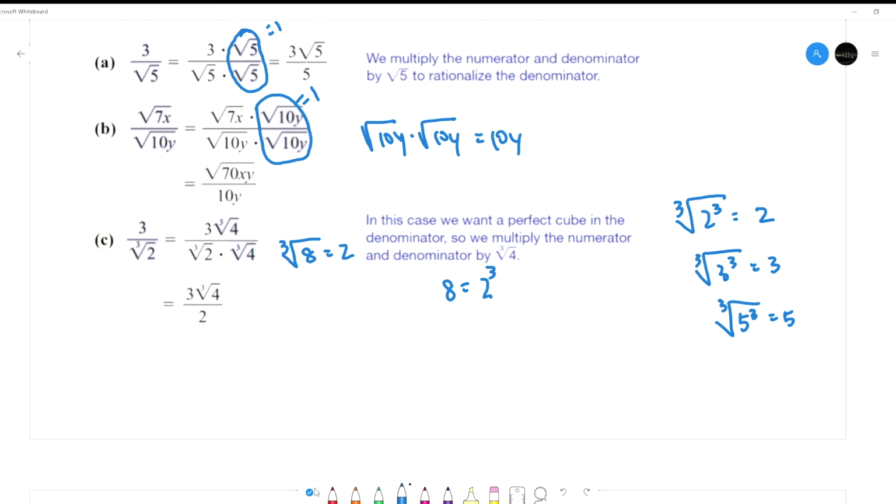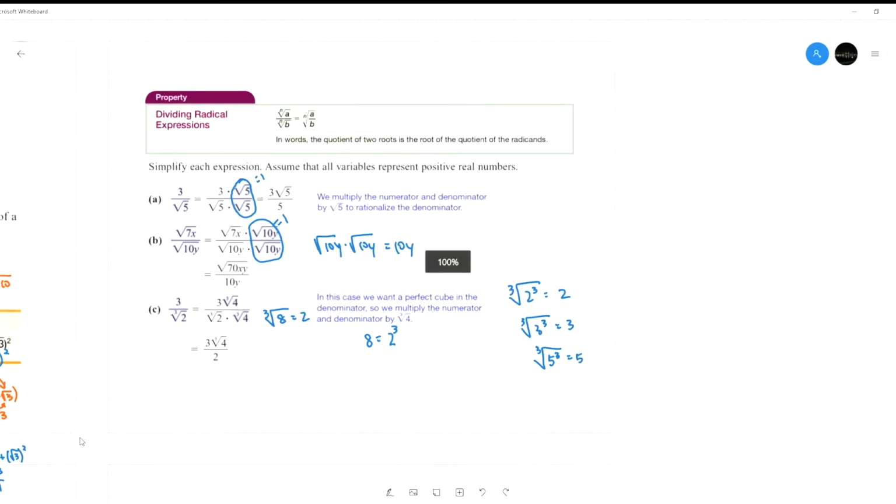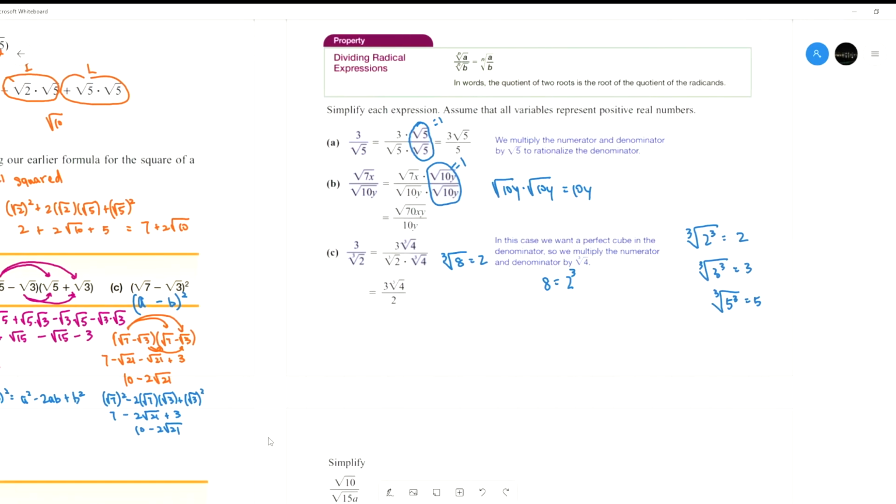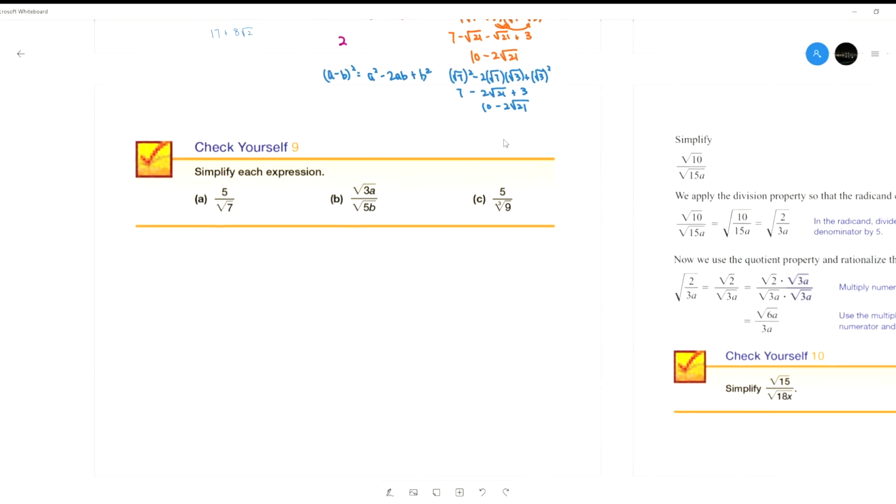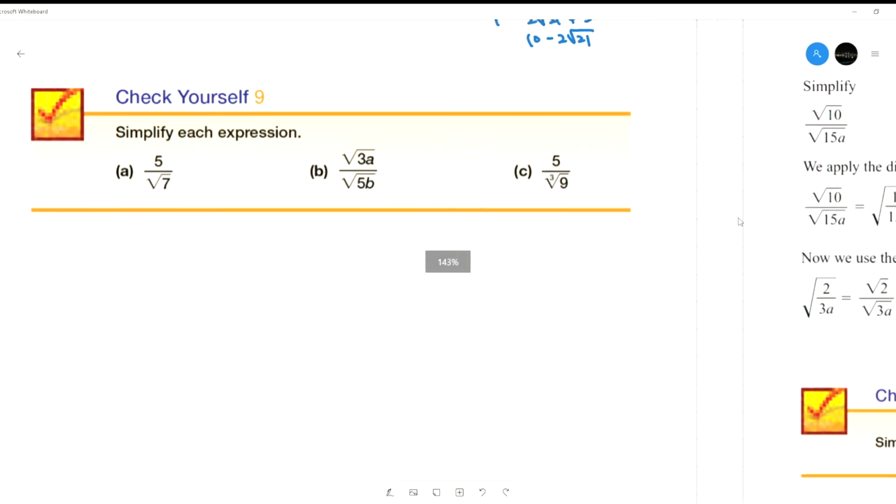Okay, so that one's probably going to take you some practice. But yeah, you'll be able to get it. So with that, please try these examples.